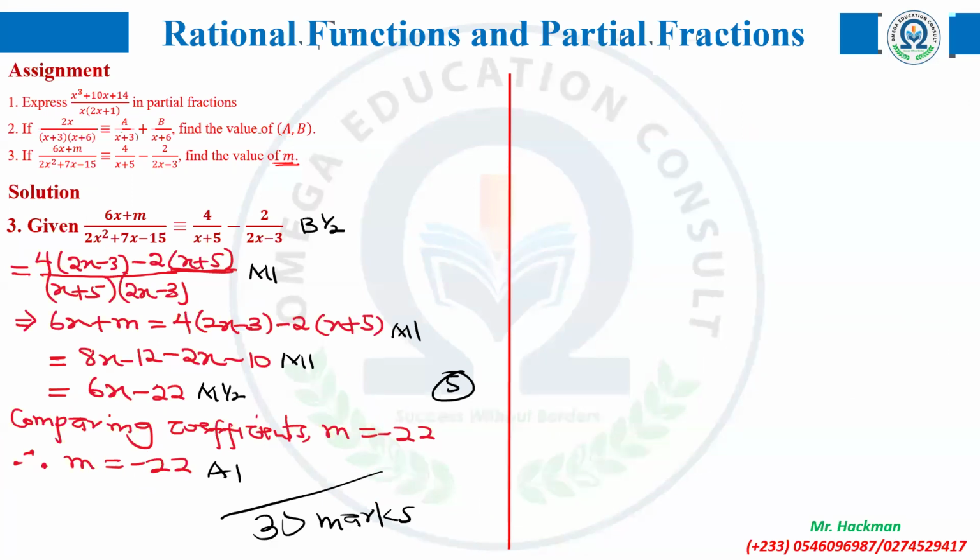With this one, you are asked to find the value of M. So when you get your M, you are done. Again, the identity has been given. So, solution, and please take note.